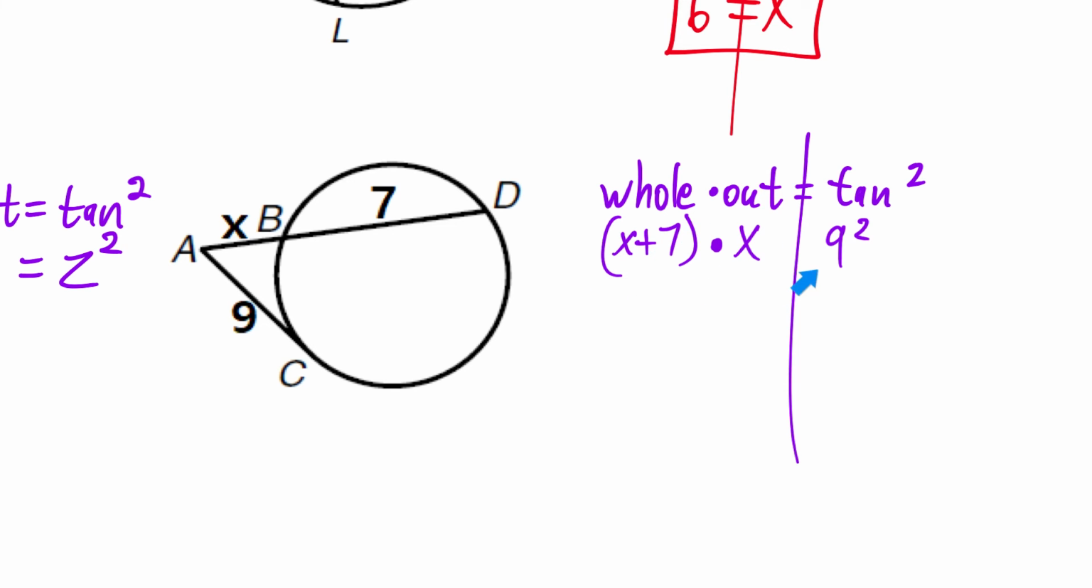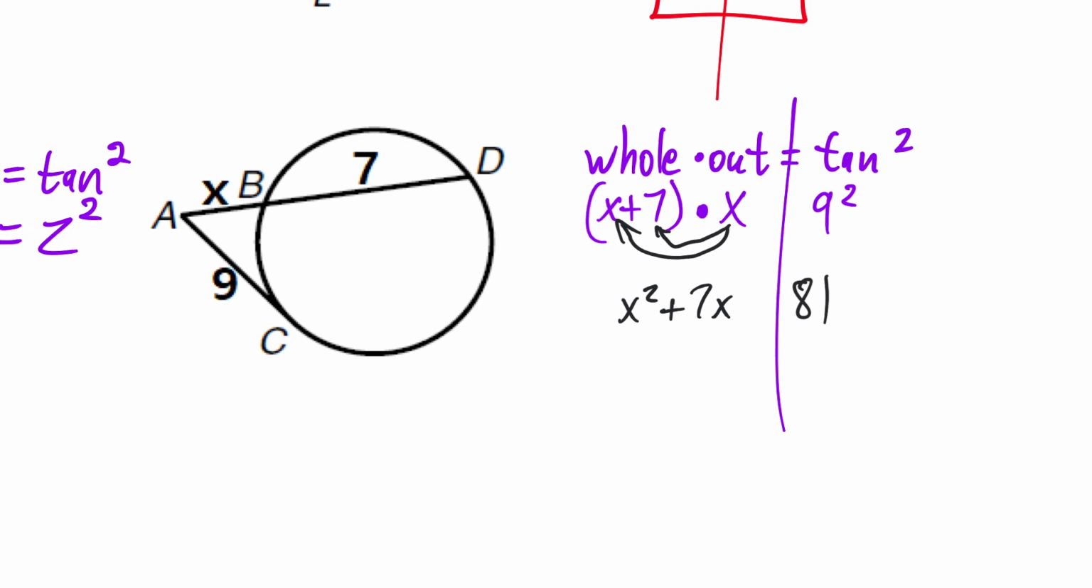So what are we going to do on this side over here? Distribute. So we got to distribute. What's x times x? x squared. What's x times 7? 7x. And 9 squared, 81.